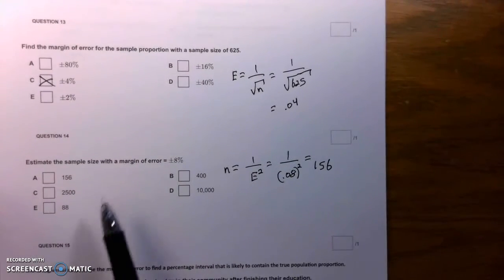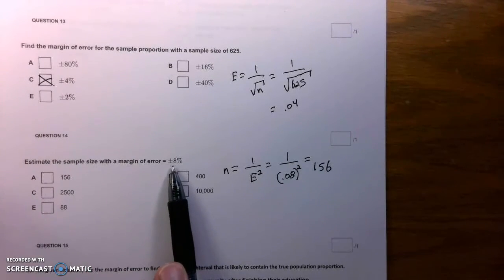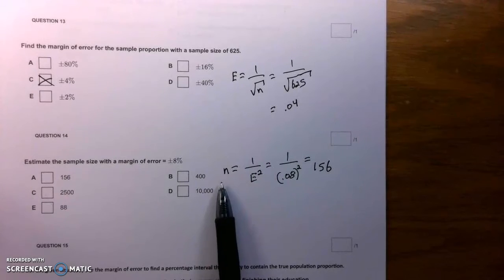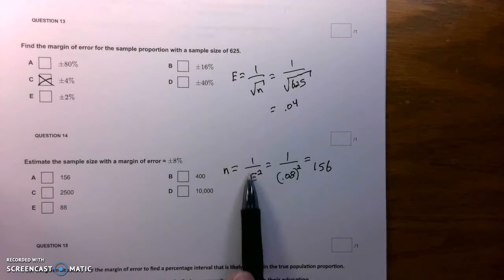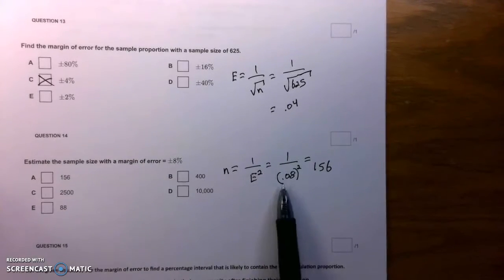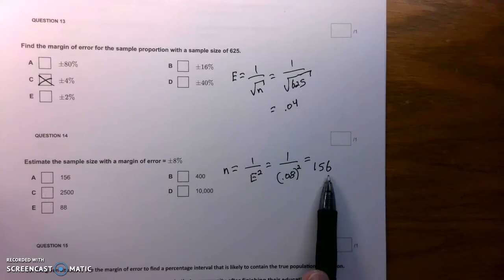All right, very similar. This one, they want the sample size, though, and they give you the margin of error. So the formula is just the same formula switched around. Solve for n. It's 1 over e squared. 8% is 0.08 squared. I got 156.